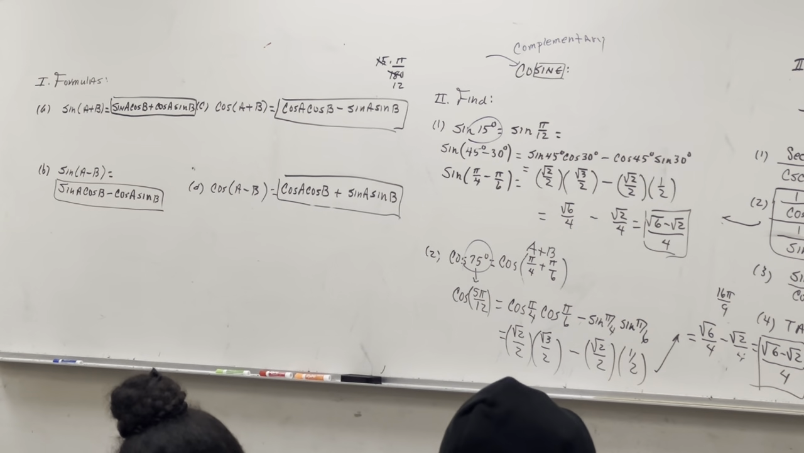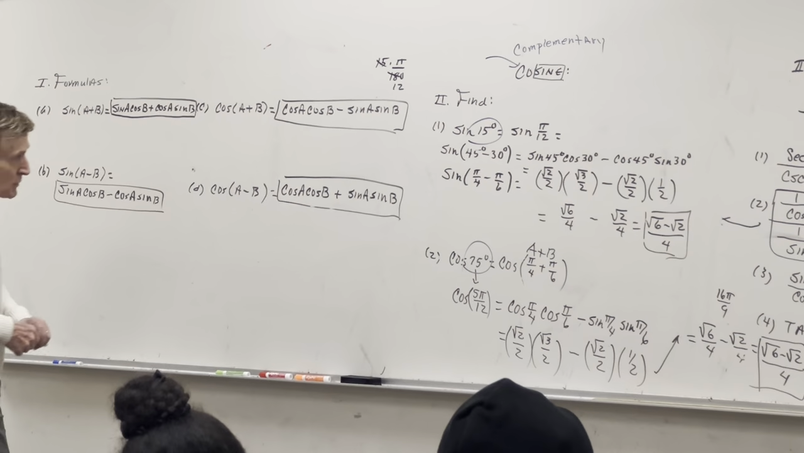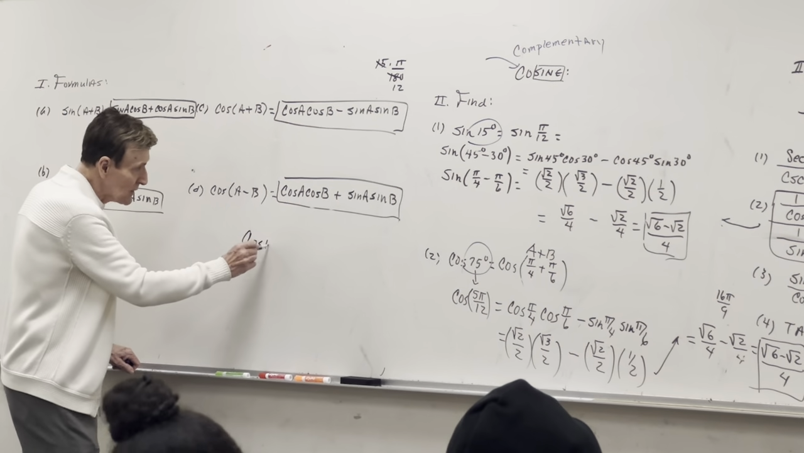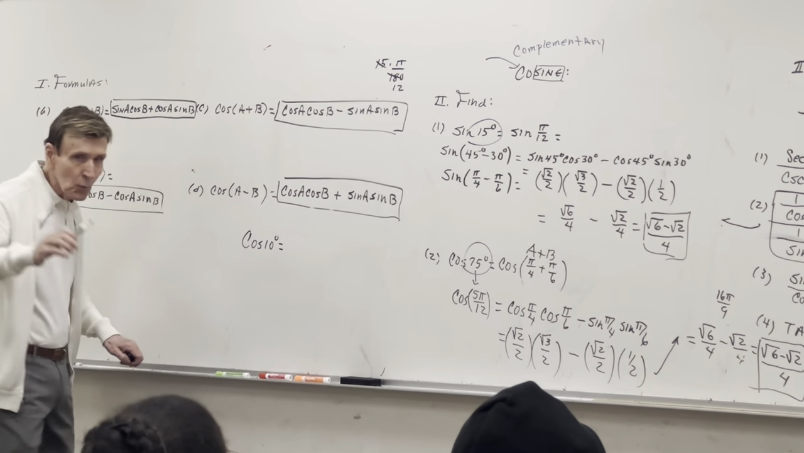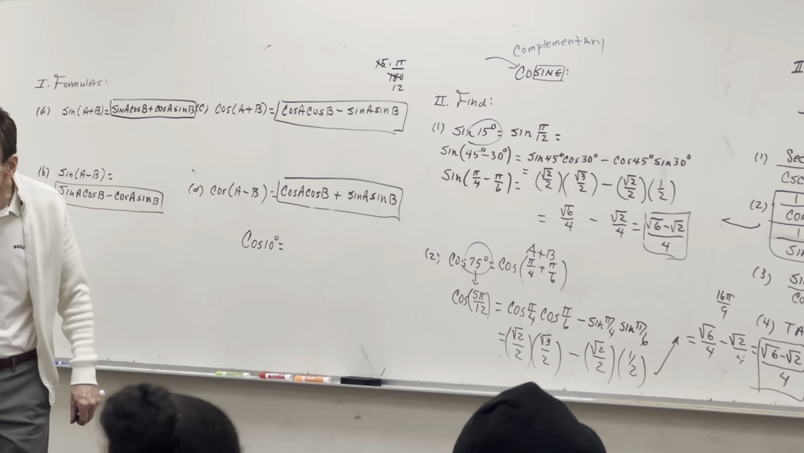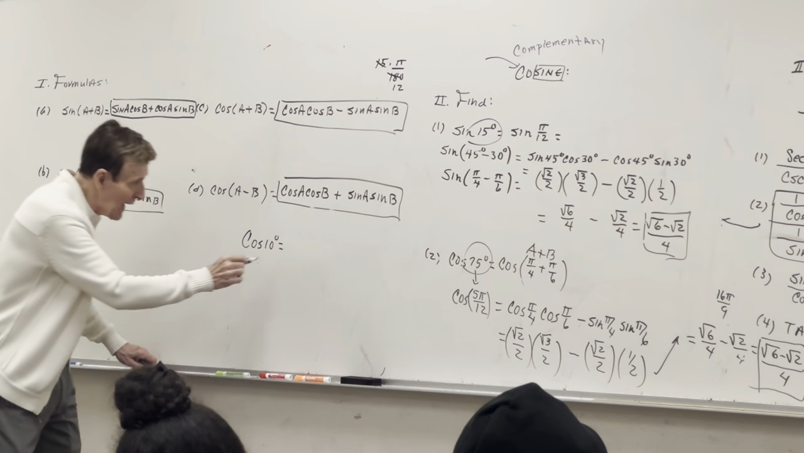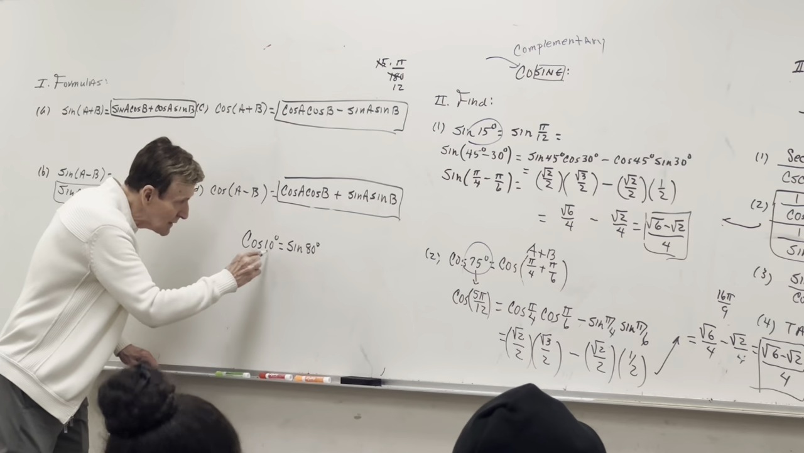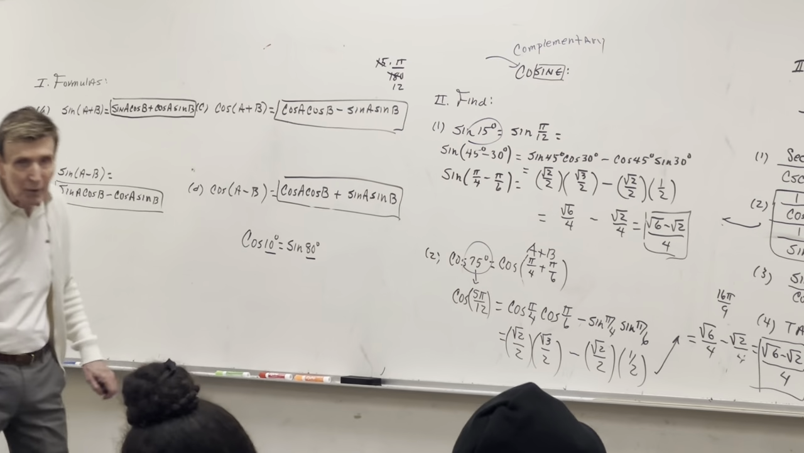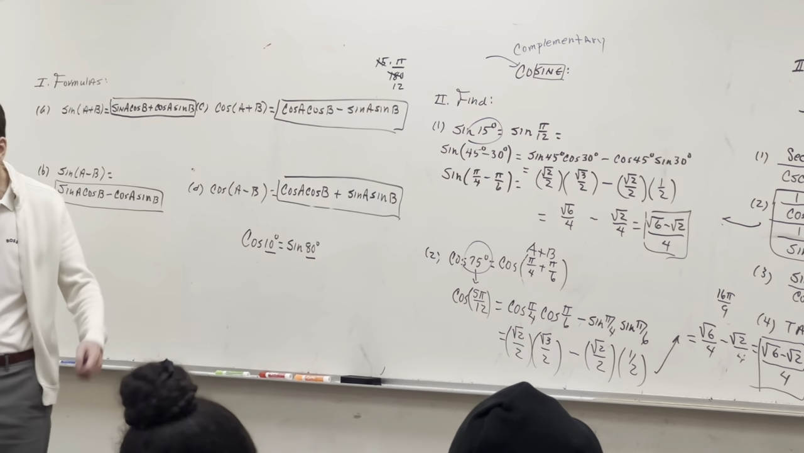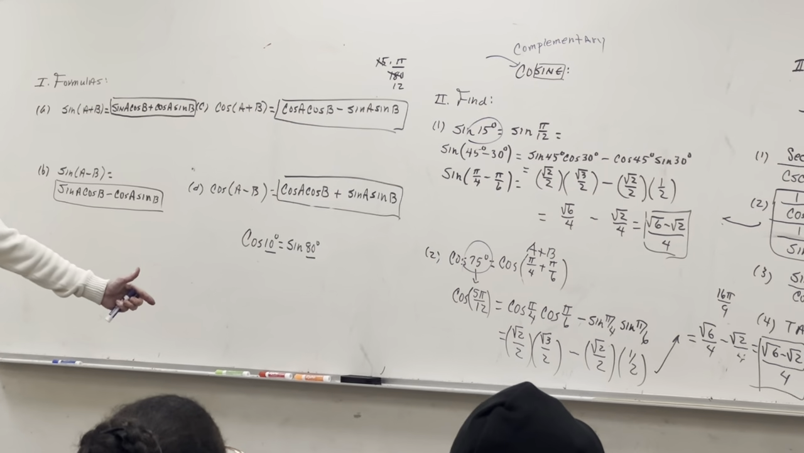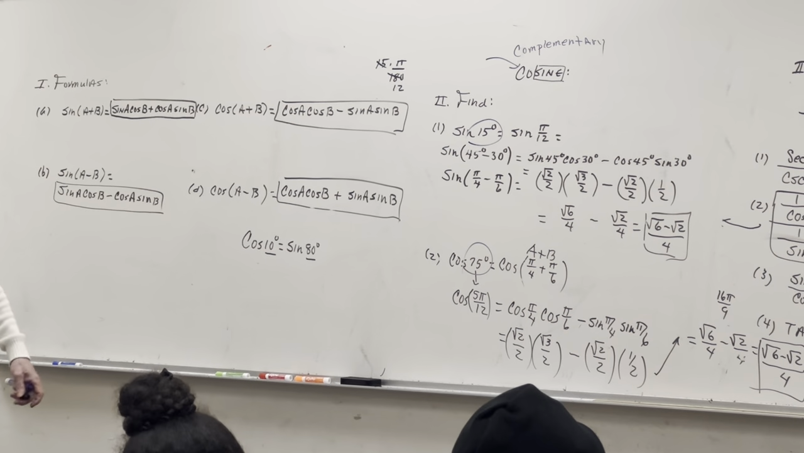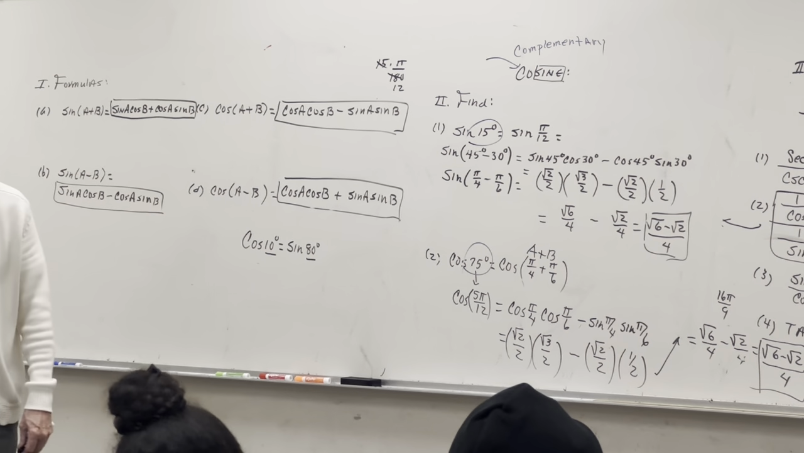Now, before we close out and take a well-deserved break, I'm not doing anything crazy here. If you're asked to find the cosine of 10 degrees, you should quickly say it is equivalent to sine of how much? 80 degrees. As long as they add up to 90, they are complementary. Guaranteed those two will be the same.